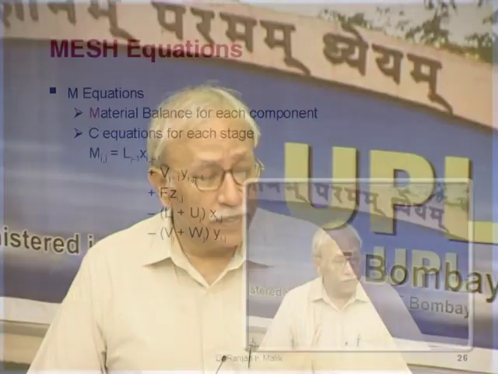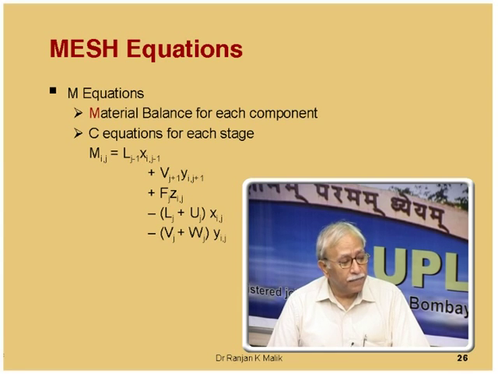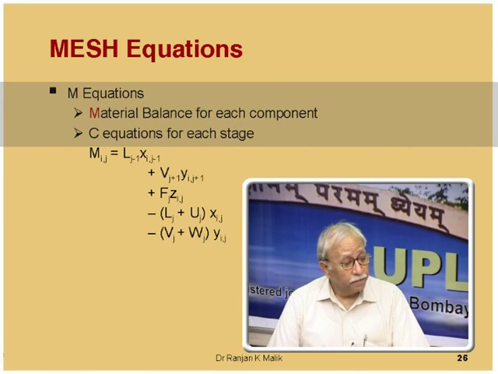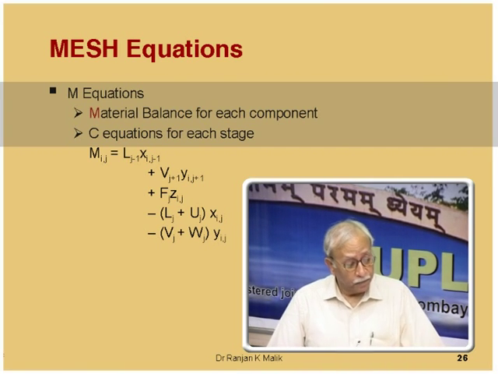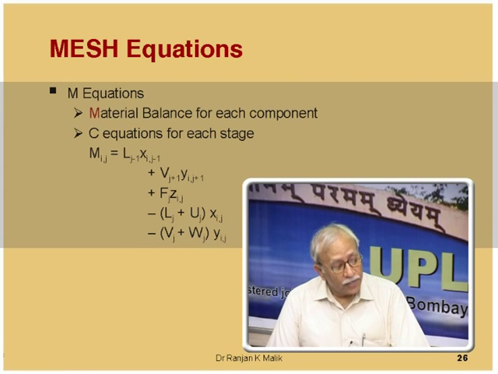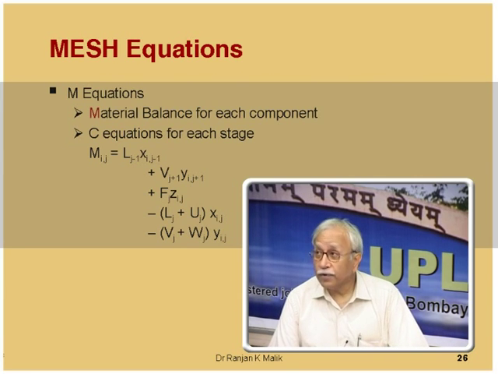So, we start with modeling, and we write down what are popularly known as MESH equations. The first component of the MESH equations, which is designated as M, and this is written in a residual form, is the material balance for each component. So, these are component material balances. When I say Mij, it simply means that I am working on the jth tray and the component balance is written for the ith component. I will go from 1 to the number of components which are there in the chemical system which you are handling through distillation.